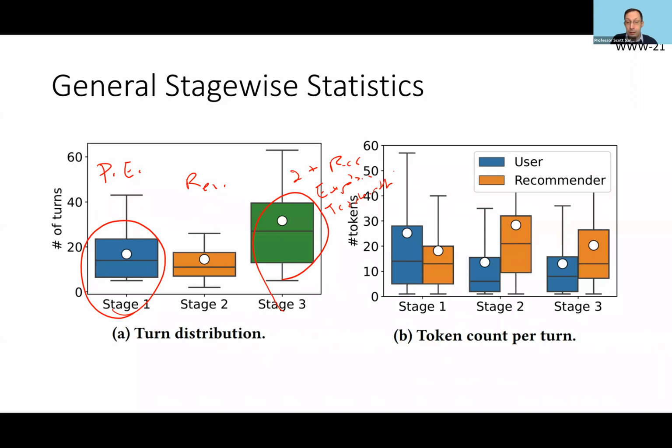And who's doing more talking? Well, it turns out initially, unsurprisingly, the user is doing more talking, because they're trying all the preferences. But then once there's a recommendation made, the conversation actually shifts. The recommender is doing the bulk of the explanation.